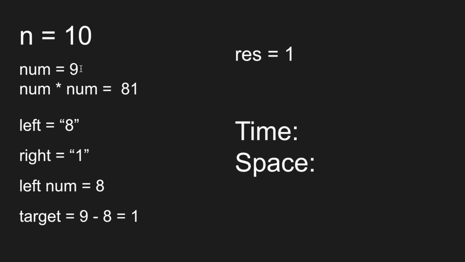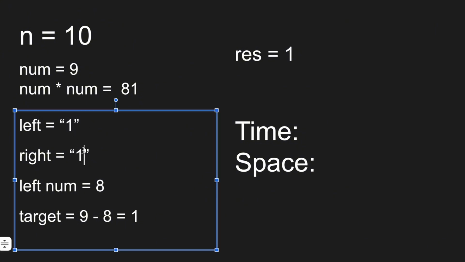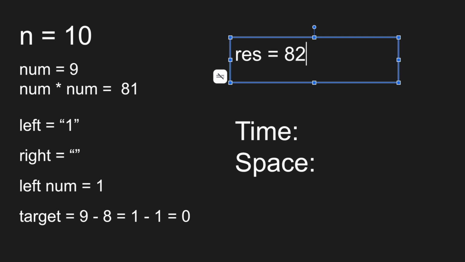But when the number is equal to 9, the number squared will be 81, and we can partition the left to 8, the right to 1. The left number can be 8, and then the target, 9 minus 8, is currently equal to 1. And then we can further partition the right side. So now the left will be 1 and the right will be an empty string. So the target is already 1, so 1 minus 1 is equal to 0. So the target is 0 and the right is an empty string, so it satisfies the condition. So we add 81 to result, and now result is 82.